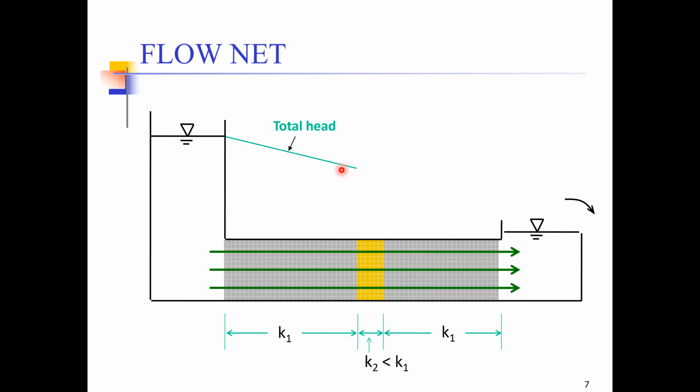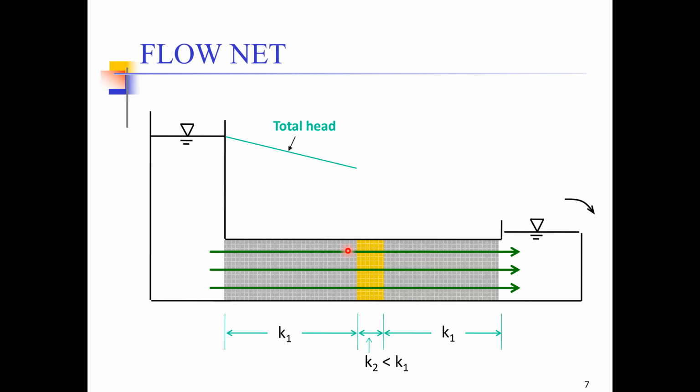Now, what do you think? What will be the trend of this line going forward? Would this line follow the same path? Would the head loss become constant? Would the head loss increase? Would it decrease very sharply? Or would it go a little up? What would be the trend while the water is moving through this clay layer?